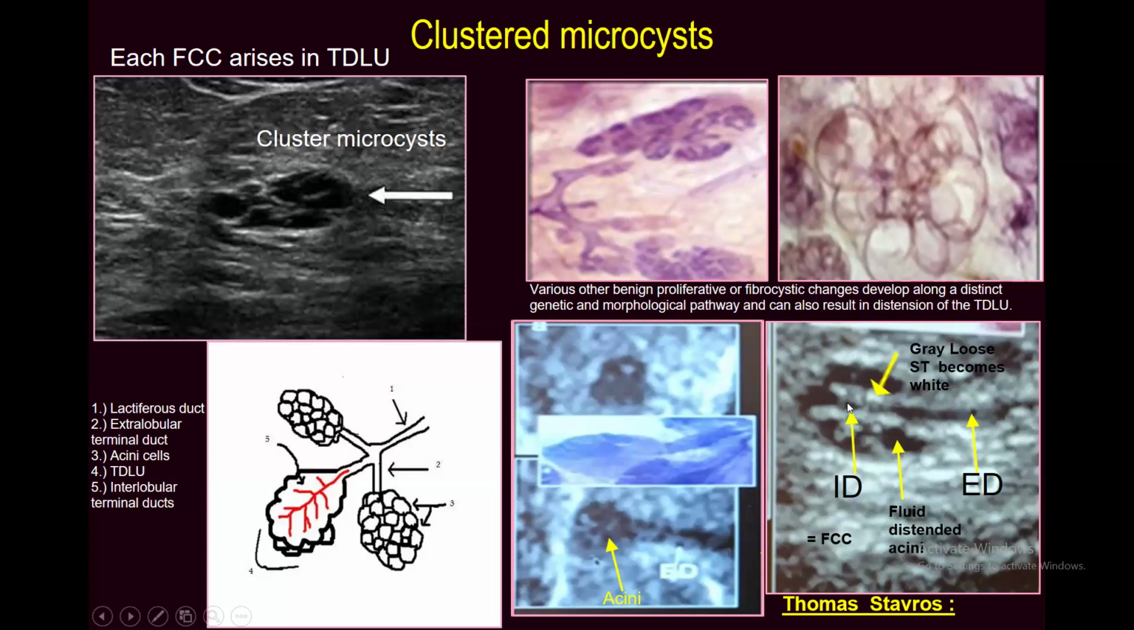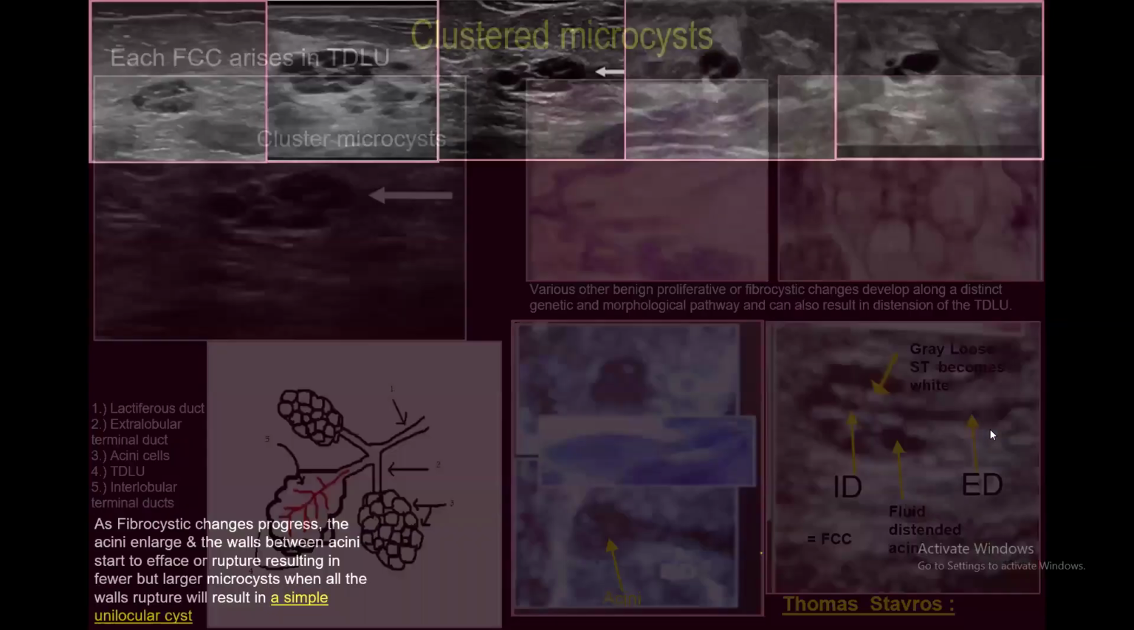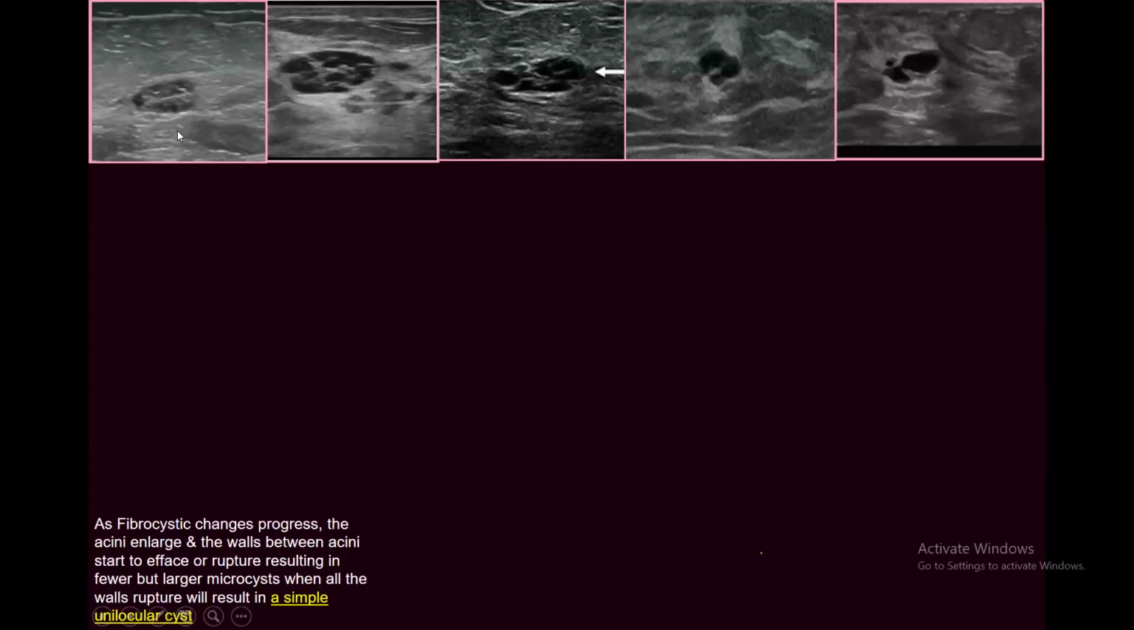And if you look inside, the wall of the acini becomes hyperechoic, representing the stromal changes, and that is why it becomes whitish when before it was grayish. So together, these stromal changes along with cystic changes form what is called fibrocystic changes. And here we can see the extralobular duct. Okay, so here we can see obvious examples of cluster microcyst.